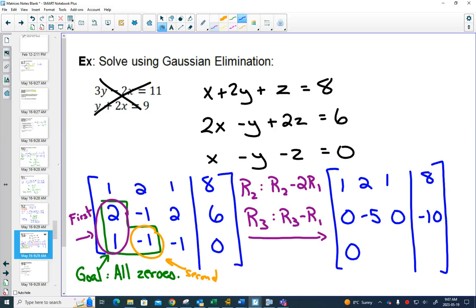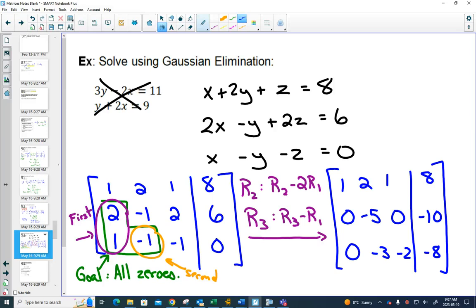And then finally, row 3. Row 3 is just minus row 1, that's 0. -1 minus 2, -3. -1 minus 1. Oh, you're right. Just bugging you. Oh, sorry, I shouldn't have done that. Yes, -1 minus 1, -2. And then 0 minus 8, -8.